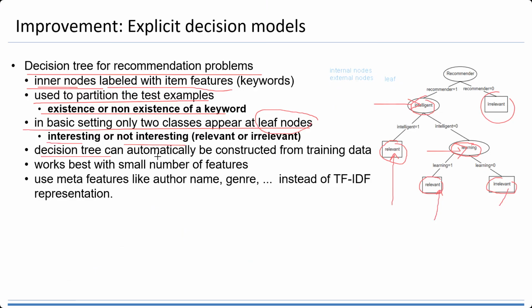So the decision tree can automatically be constructed from the training data. If you have the training data, we can construct this decision tree. And it works best with a small number of features. And yeah, you can use meta features like author name, genre, instead of the TF-IDF representation.